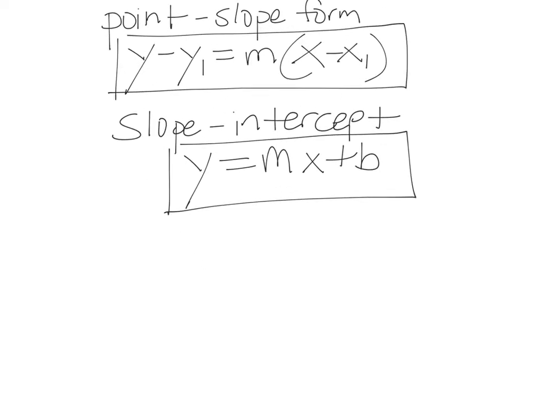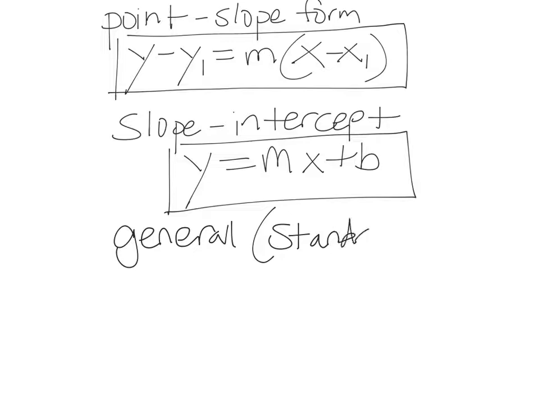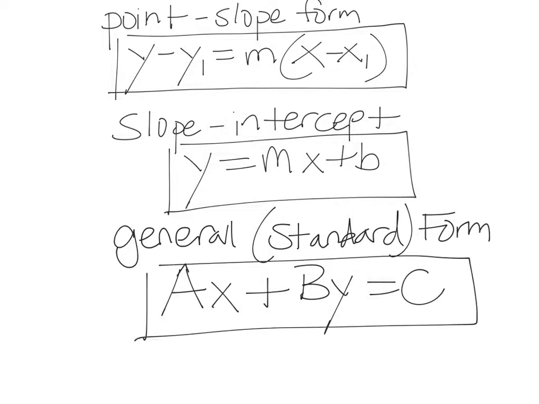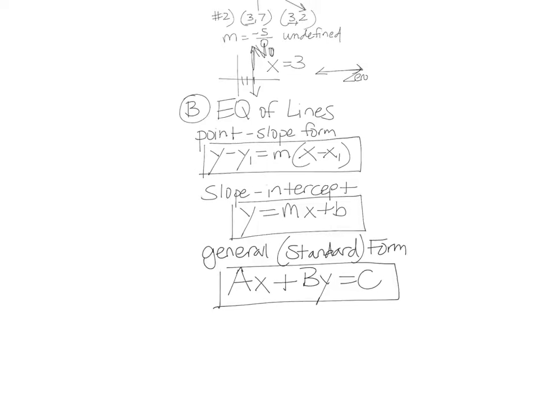And the last one, which is my least favorite, is general form. Some books will call it standard form. In this form, you don't want any fractions or decimals. Everything has to be an integer. And so it's ax plus by equals c. And those letters really don't mean anything. They're just integers. Here m means slope, b means y-intercept. Here, m means slope, x1, y1 is a point, but a, b, and c are just numbers. That's why it's my least favorite.